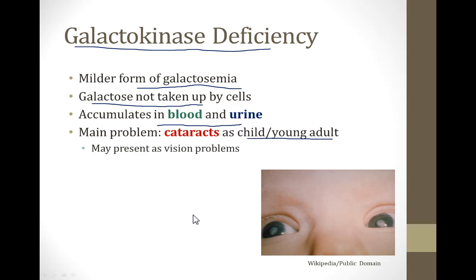It's very unusual for children or young adults to develop cataracts, and a galactokinase deficiency is one of the reasons this can occur. And this may present, especially in a young child, as vision problems, and then you may find cataracts on physical exam. And that concludes our module on fructose and galactose.